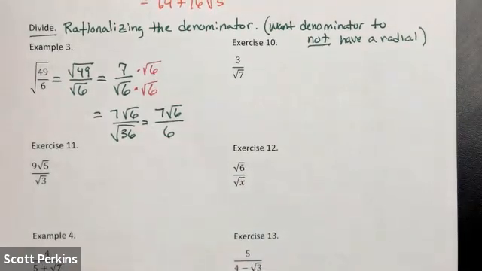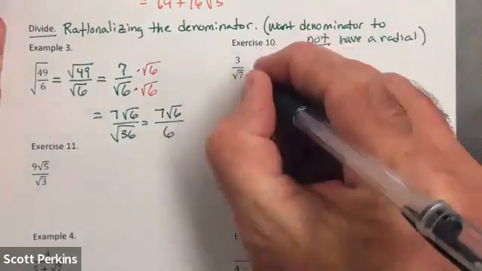So exercise 10 is essentially the same problem. Rationalize the denominator of that problem, please. Just to give everybody a nudge, what are we multiplying the top and the bottom of this one by? Square root of 7. Well said. Keep going.